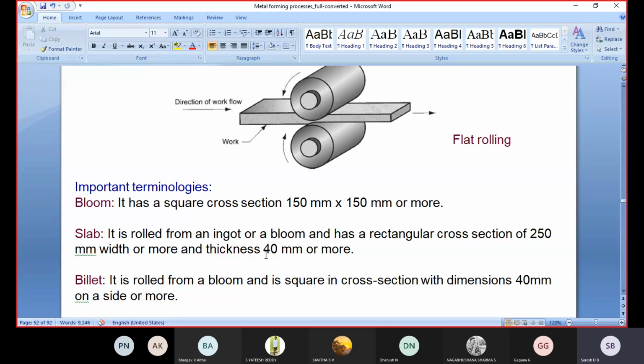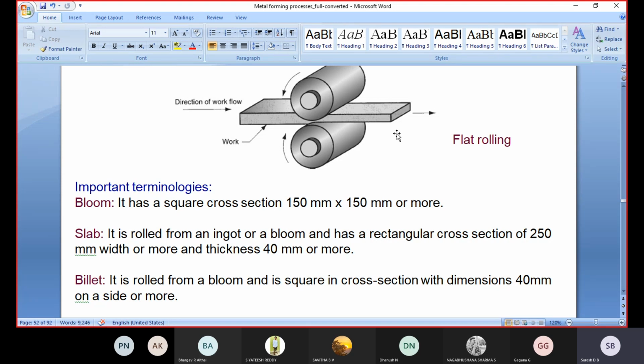Next one, billet. It is rolled from a bloom and is square in cross section with dimensions of 40 mm on a side or more. Billet is a rolled product from the blooms. These bloom components are introduced in between the two rollers, and finally you get a desired shape and size. That cross section is more than 40 mm in both thickness and width. That type of component is called a billet. Billet is different, slab is different, bloom is different.